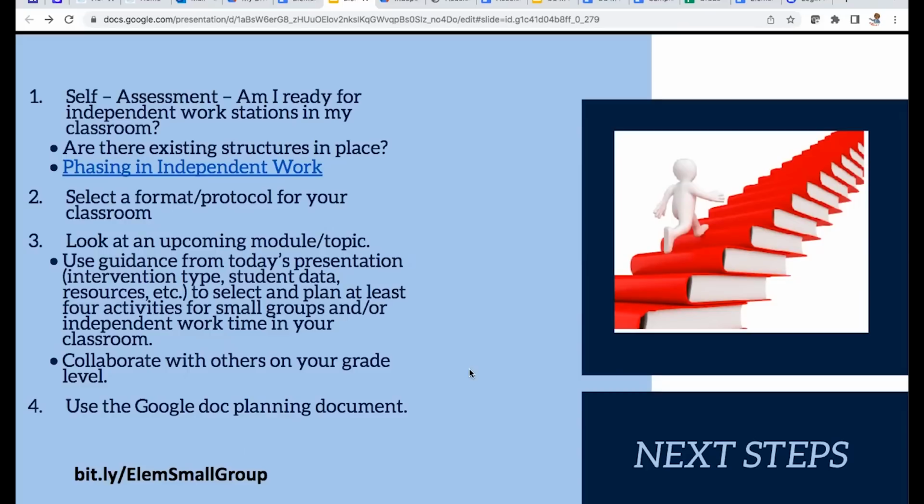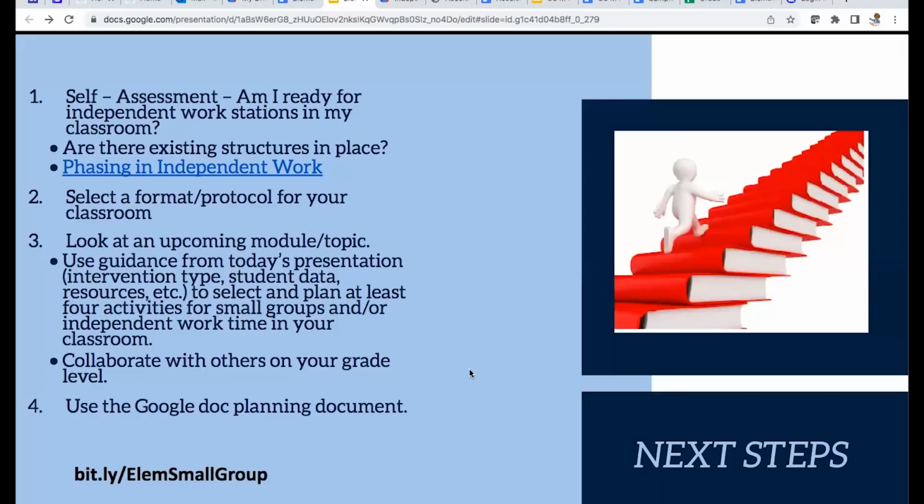And then for the next step is to go to an upcoming module or topic and plan just a few activities, maybe 4 activities for small group or independent work time in your classroom, and start slowly and start there to begin to plan. You may find some of those sample activities that are hyperlinked there are things that you're working on in your classroom that will work well with you and your students.